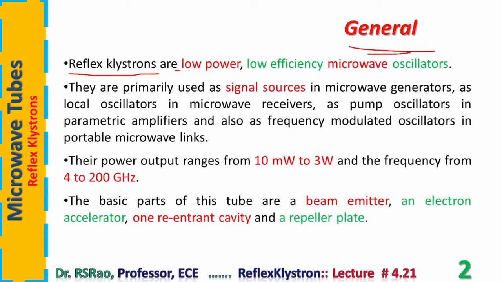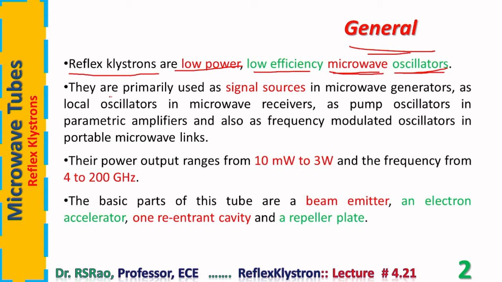Reflex klystrons are low power, low efficiency microwave oscillators. Their power output is relatively small. Their efficiency is small. It is less than 20%. We are going to see. Their output falls in the microwave band. That's why they are microwave oscillators.